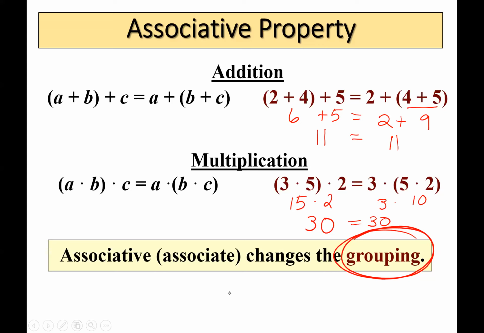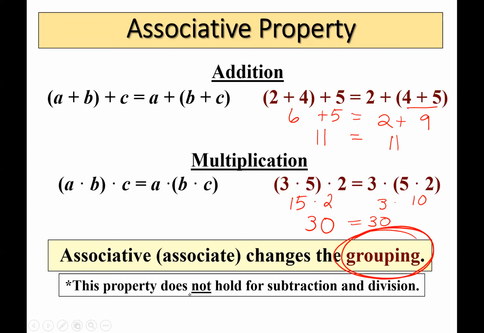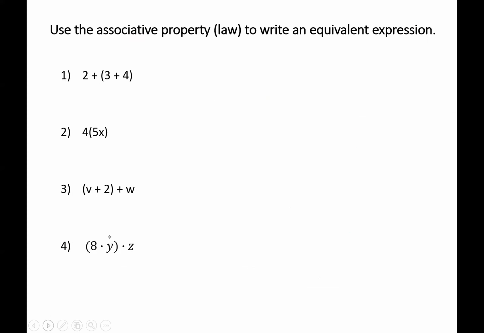All right, good. So once again, let's move on and take a look at some examples. So you can see what I just said. This property does not hold for subtraction and division. If you change the parentheses in a subtraction or division problem, that could definitely change your answer. Okay, here we go. So here's our set of examples. Use the associative property or law to write an equivalent expression. Okay, number 1, 2 plus parentheses 3 plus 4.